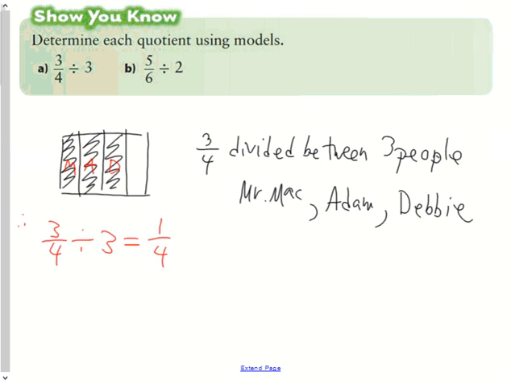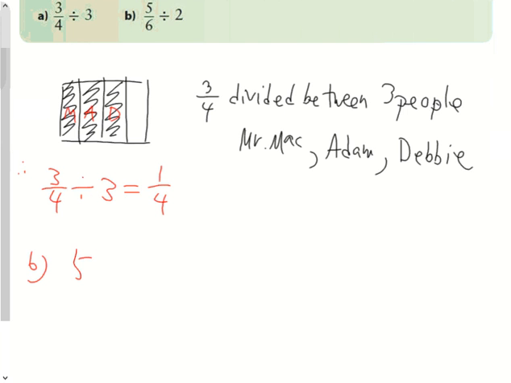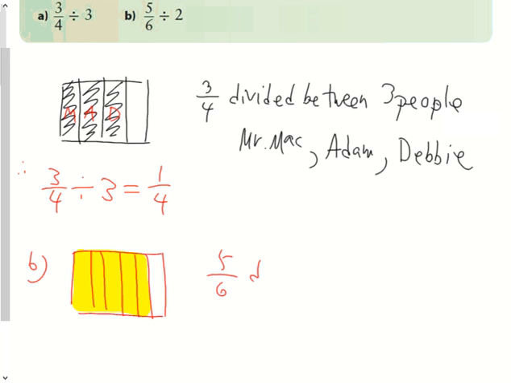However, in the second question, we have 5/6 of a chocolate bar, so this time I'm going to draw 5/6 of a chocolate bar. I'm going to draw my chocolate bar, cut it in half, put 2 lines and 2 lines to make 6 parts. This time I'm going to use my highlighter and do 5/6 of a chocolate bar. If I have 5/6 divided between how many people? 2 people.